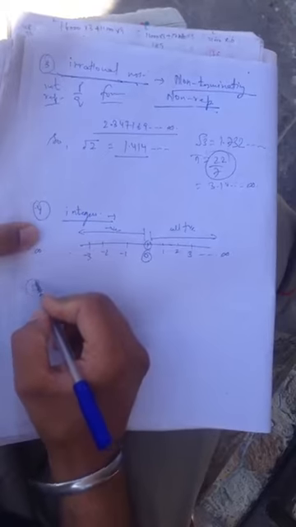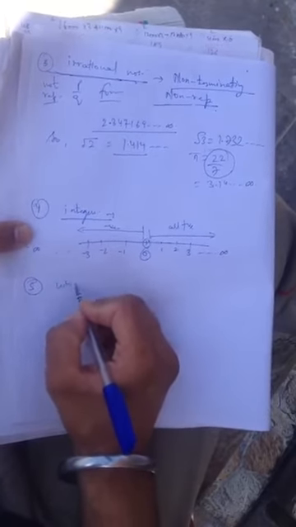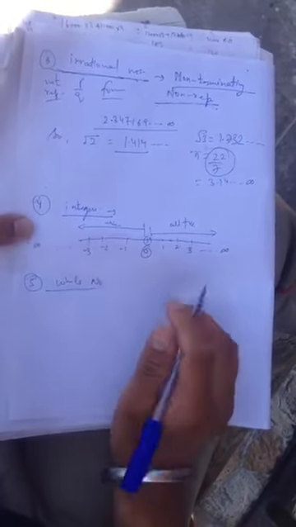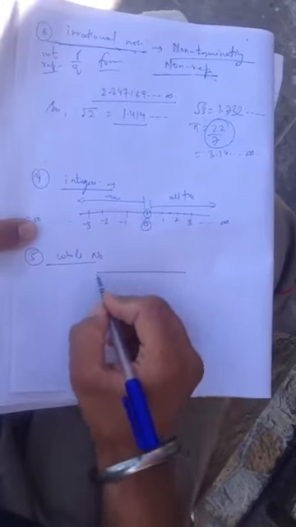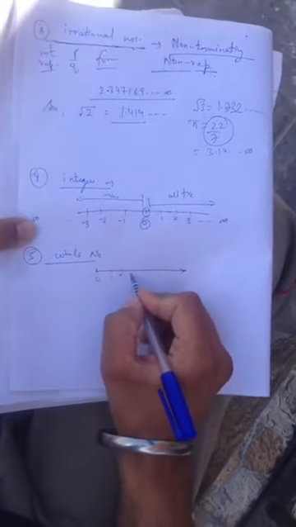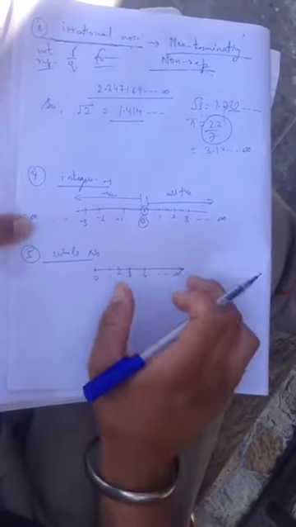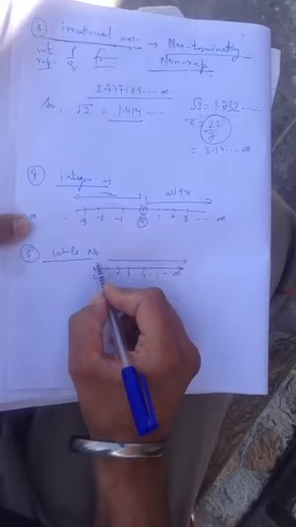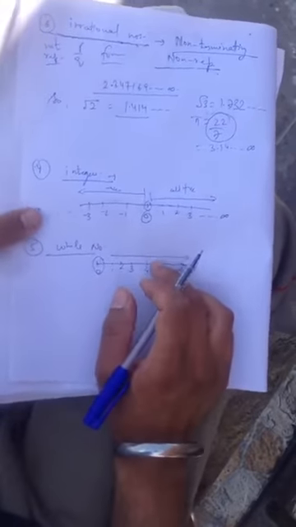Now under integers we have whole numbers. Whole numbers are all those numbers which start from 0 till infinity. That is, all the positive numbers and the neutral number combined form the whole numbers.